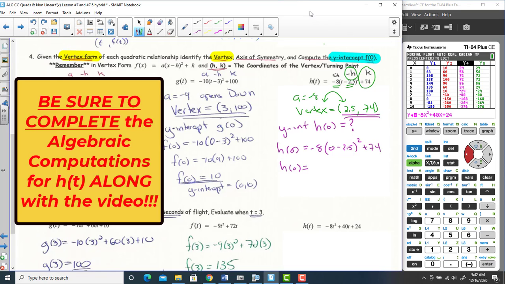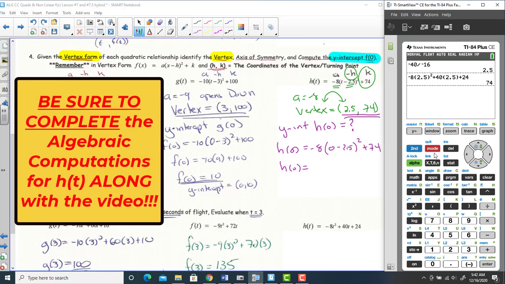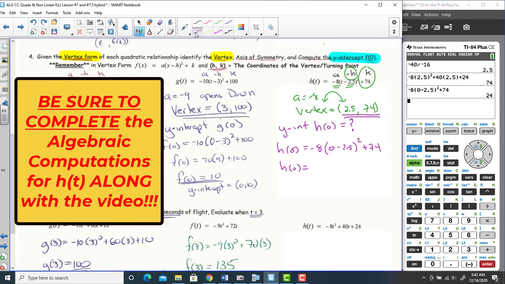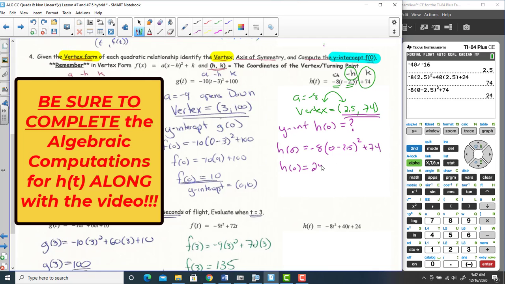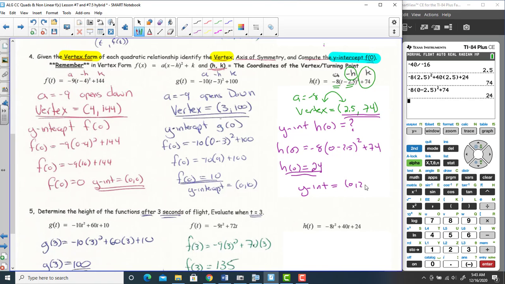You could, but the idea is that you practice the algebra. And in practicing the algebra, the expectation is that you would go to your home screen and substitute in -8 times the grouped quantity, 0 less 2.5 squared, plus 74. And the hope is that when you evaluate that appropriately, it does in fact say that it measures 24 at time 0. So we're able to compute algebraically that the y-intercept from vertex form measures 24. The value of the relationship at time 0, the y-intercept, is (0, 24).